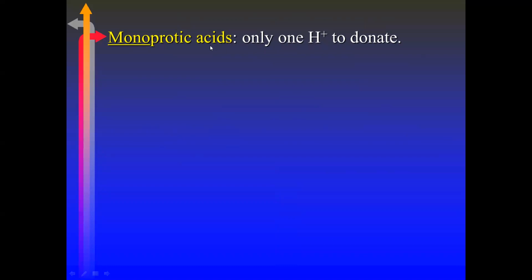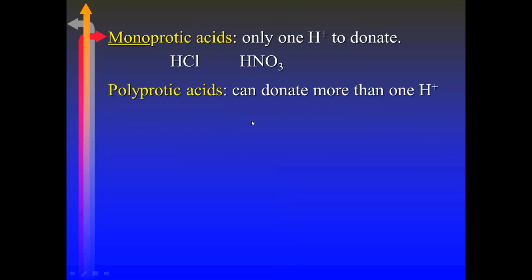It can only produce one proton, so monoprotic. It's understandable. Like this acid, you see here, there is only one hydrogen. Only one hydrogen here. This is why it's called a monoprotic acid. I think that's an easy way to judge it. Another one is called a polyprotic acid, which can donate more than one proton.